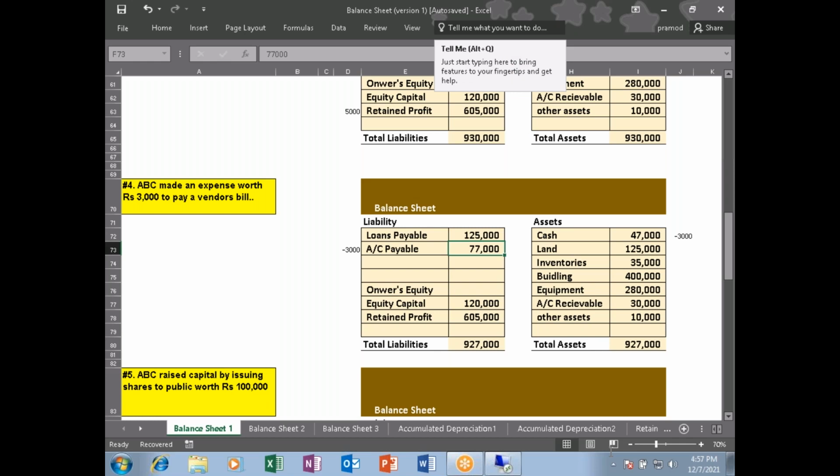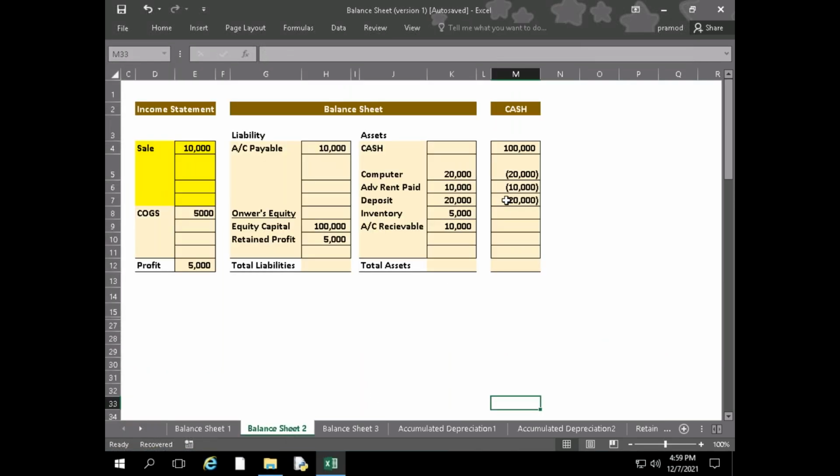Did you get it? Did you understand? Okay, I hope you have understood. I'll continue with the balance sheet too. So again, these should all be minus.